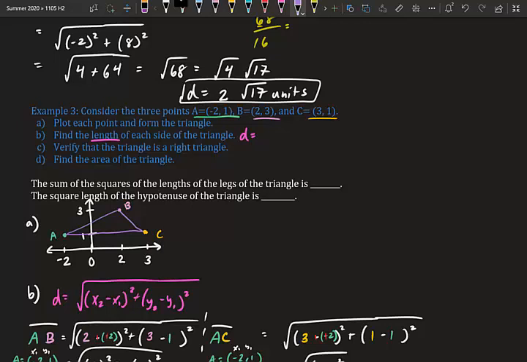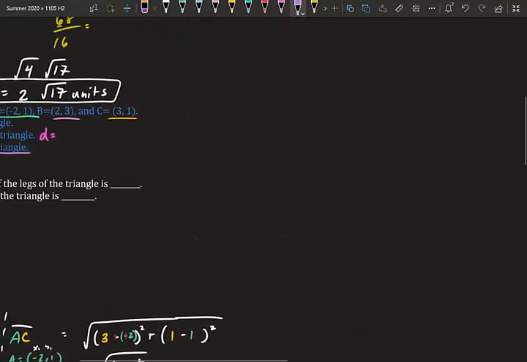And I need to be able to follow the work. But it's easy to verify a right triangle. So we're talking about right triangles. So part C. We know a lot about right triangles.